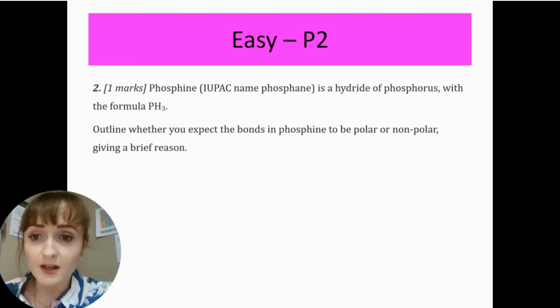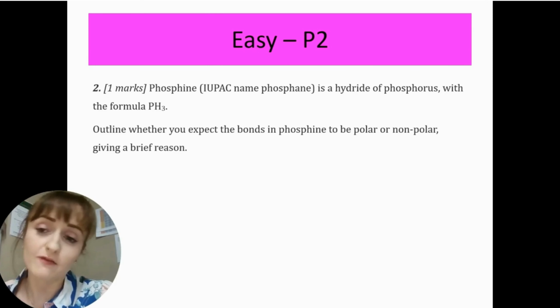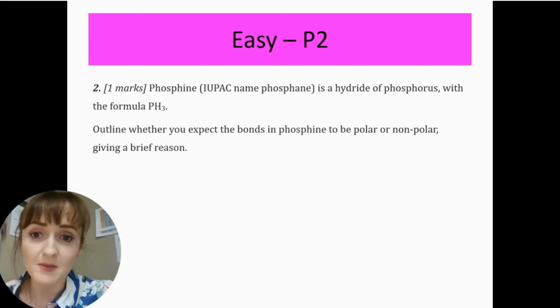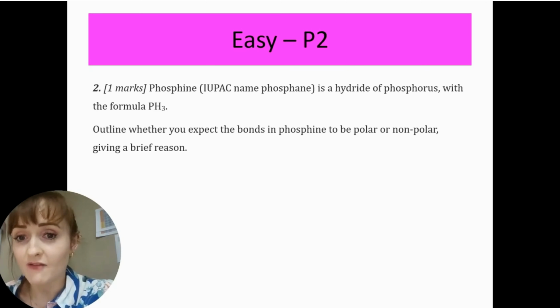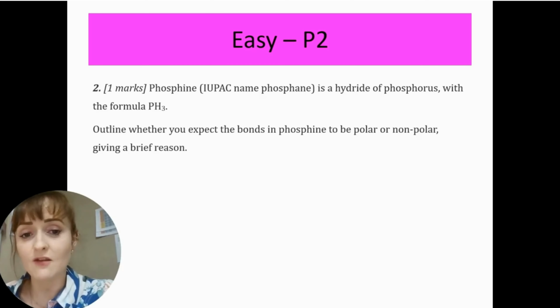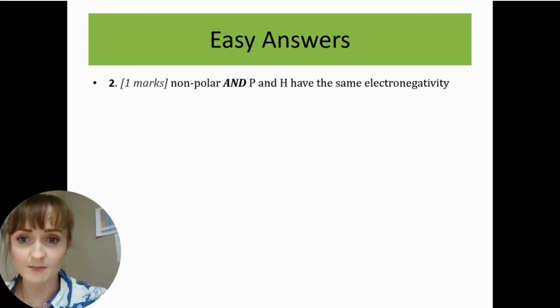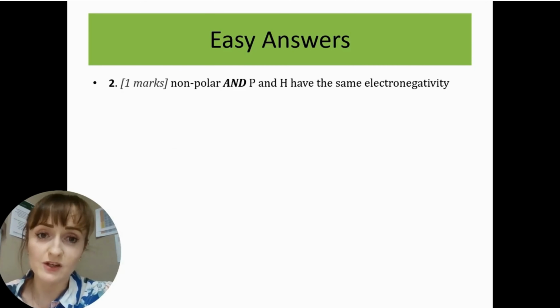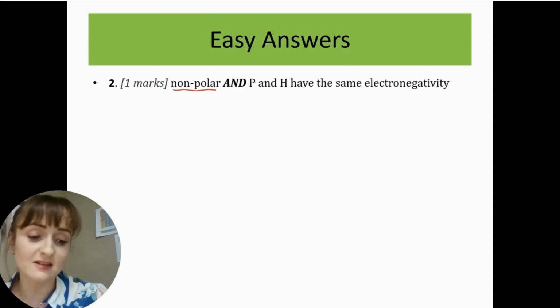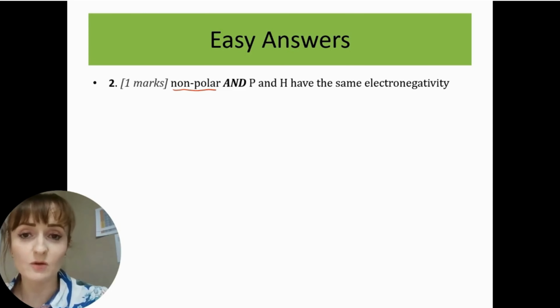An example of an easy paper 2 question. You were told the molecule is PH3, and the first part of this question actually required you to draw a Lewis diagram for PH3. Once you have that drawn, you then look at the individual phosphorus to hydrogen bond and check to see if there's any electronegativity difference between them. You would find that they both have a value of 2.2, and so they have the same electronegativity, meaning that the bond is considered non-polar. Both of these questions would be considered easy.